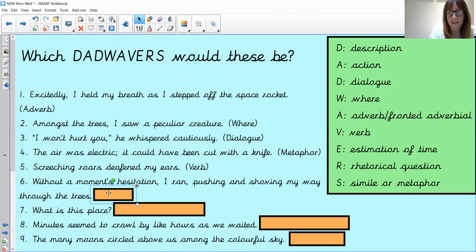Without a moment's hesitation, I ran, pushing and shoving my way through the trees. Which one do you think this one is? That's right, it's action, okay? The sentence is telling me something that is happening. And it's exciting, isn't it? It's a bit of an exciting piece of action.